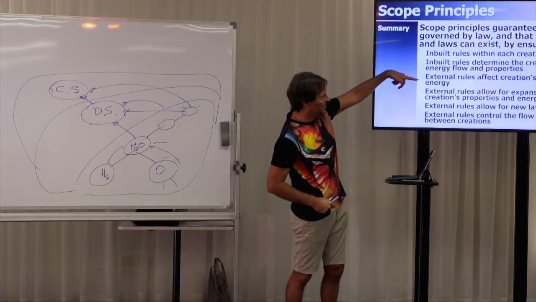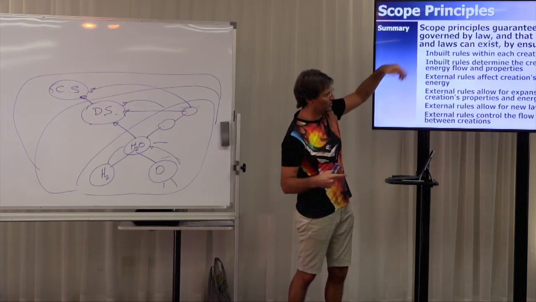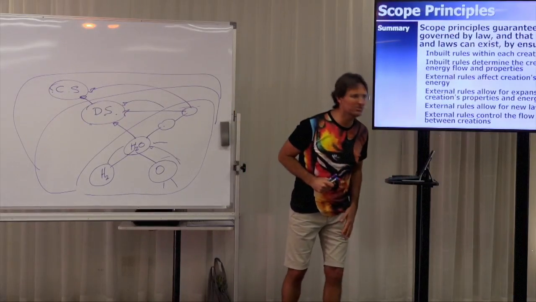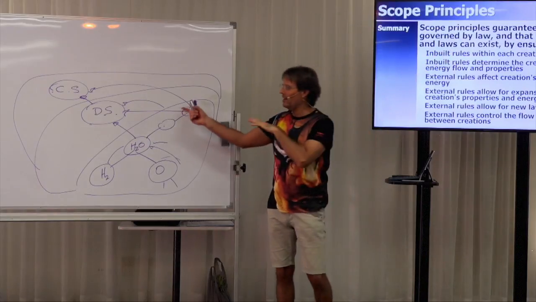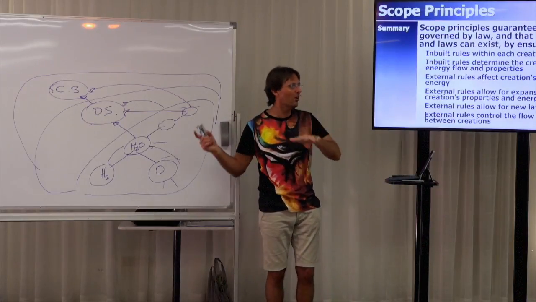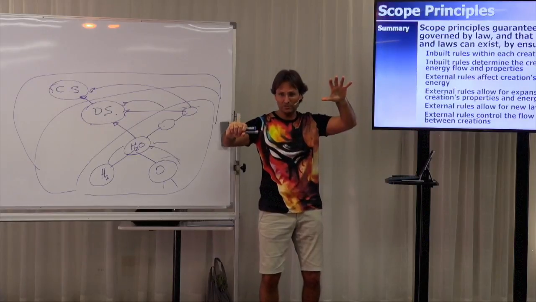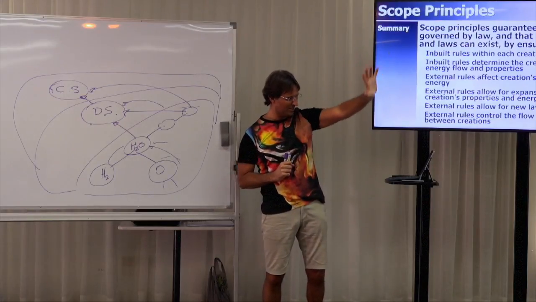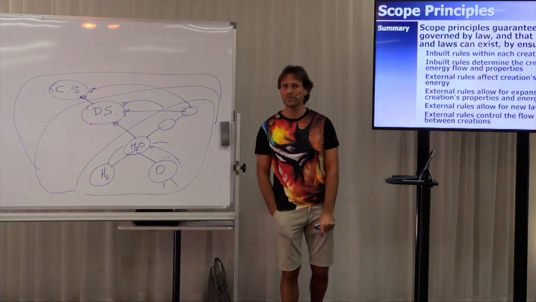And internal, inbuilt rules also determine what happens to the energy flow and properties inside the creation. So love, if we're talking about God's love now, is an external creation that has the ability to be absorbed by this, not this creation, is it? God's love can only be absorbed by the soul. But remember, the diagram we drew previously: the soul has energy systems that then infiltrate the spirit body and then go into the physical body. So love enters the soul, and the soul's energy changes as a result of that love entering it, which then allows energy to flow through these creations. Does that make sense?